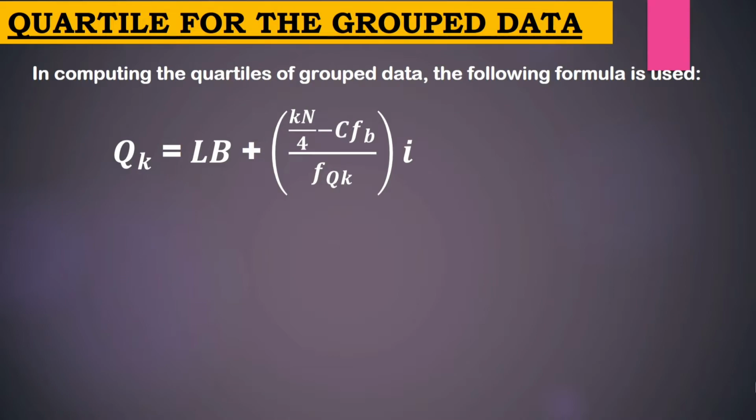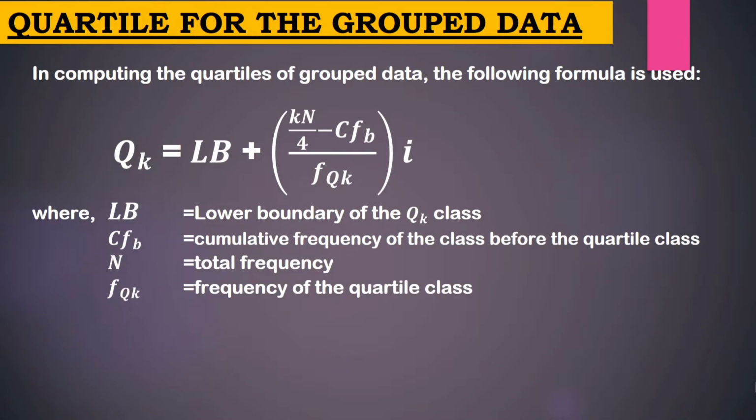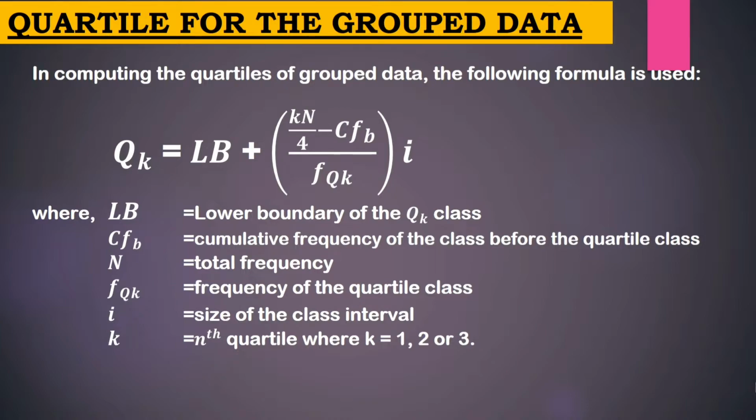sub k times i, where LB is the lower boundary of the Q sub k class, CF sub B is the cumulative frequency of the class before the quartile class, N is the total frequency, F sub Q sub k is the frequency of the quartile class, i is the size of the class interval, and k is the nth quartile where k is equal to 1, 2, or 3.